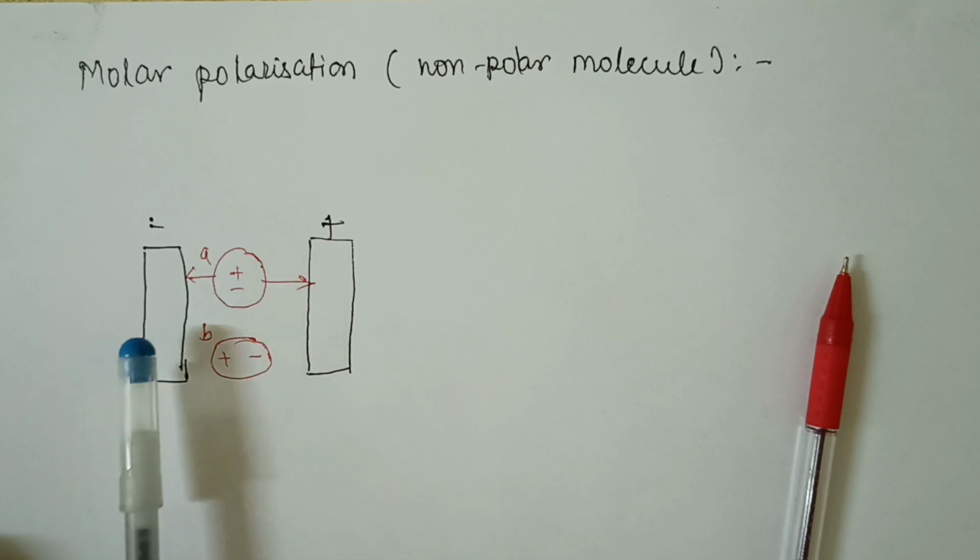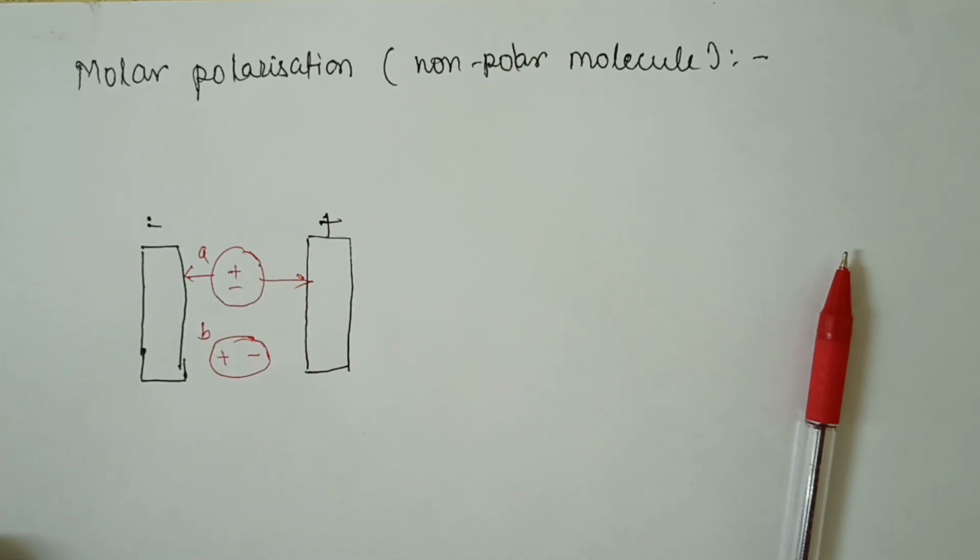The positive and negative centers do not coincide with each other. In the dipole moment lecture, we saw that in a non-polar molecule the center of gravity between two atoms is at the same place, so they coincide. But in this case they do not coincide, so there will be an electrical distortion or polarization of the molecule, forming an electrical dipole. This happens when we apply an electrical field externally.